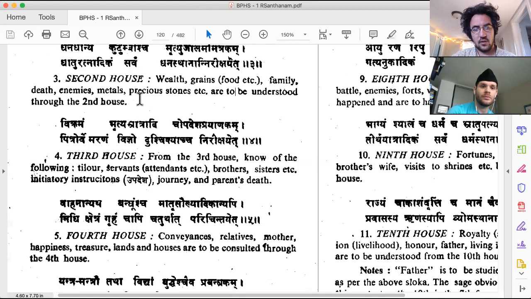Right, and I just want to say before we move on, I have no idea why he gives enemies for the second house. Because it's a Maraka. Oh, okay, that makes sense. Cool, yeah, because classically enemies is associated with the 6th and the 12th.